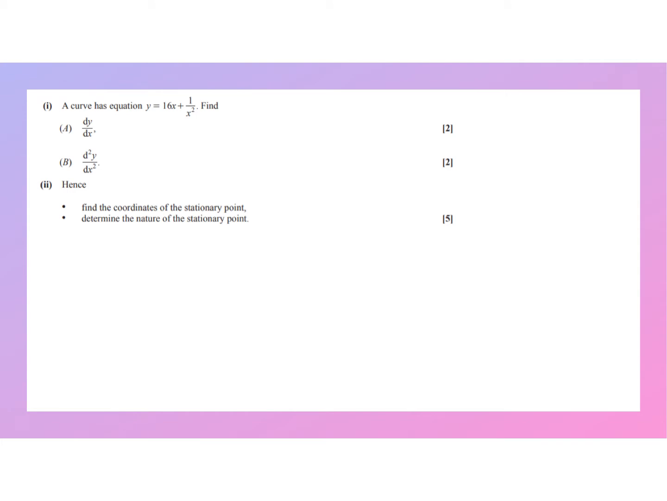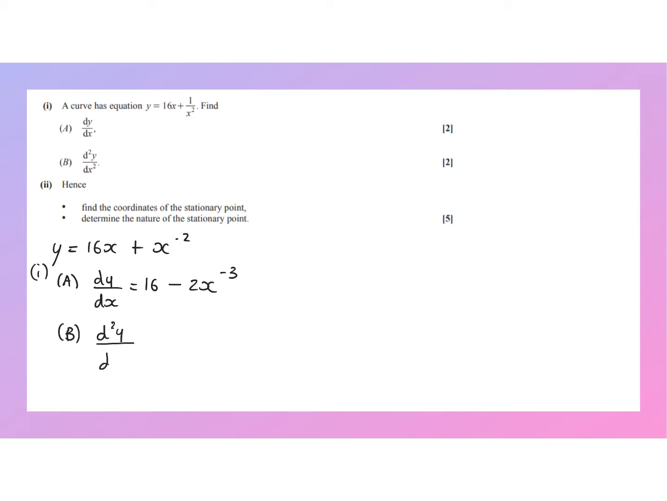So a curve has equation y equals 16x plus 1 over x squared. Now my first thought would be to rewrite that in this format here. And for part A, we simply have to differentiate this and find dy by dx, which is of course 16 minus 2x to the negative 3.